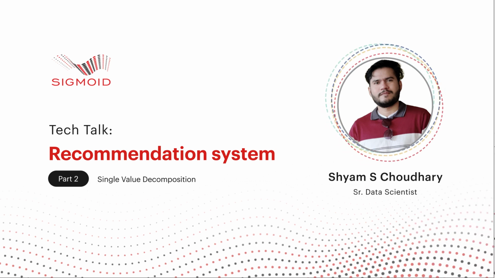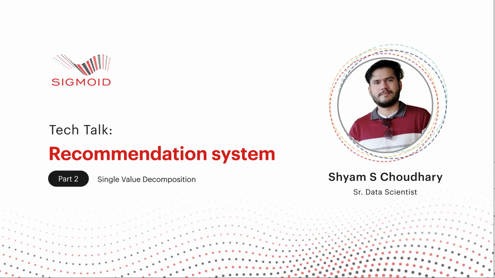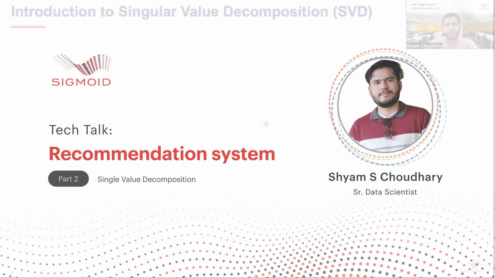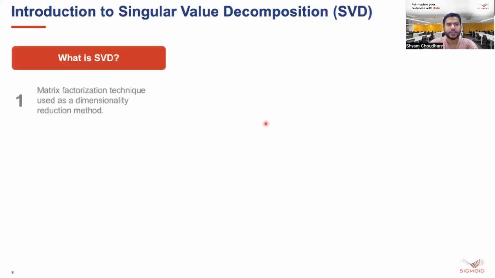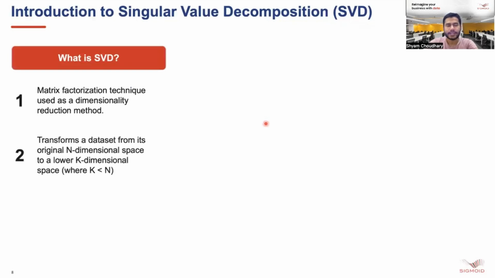And in this session, we are going to talk about the singular value decomposition algorithm. So let's start with the introduction. First, what is SVD? SVD is a matrix factorization technique which is used as a dimensionality reduction method. What it does is transform a data set from its original n-dimensional space to a lower k-dimensional space, and it does that by capturing the most important patterns present in our data.